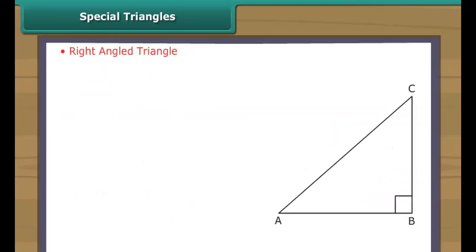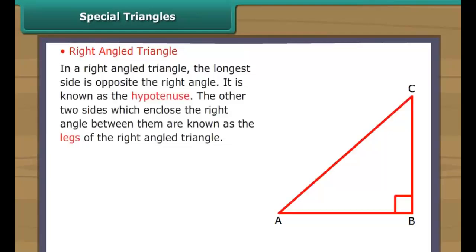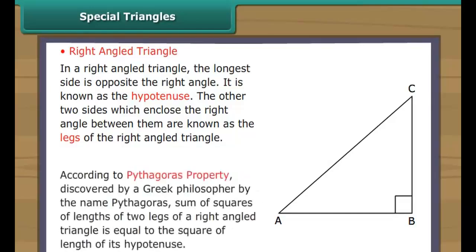Right-angled triangle. In a right-angled triangle, the longest side is opposite the right angle. It is known as the hypotenuse. The two sides which enclose the right angle between them are known as the legs of the right-angled triangle. According to Pythagoras' property, discovered by a Greek philosopher by the name Pythagoras, the sum of squares of lengths of two legs of a right-angled triangle is equal to the square of the length of its hypotenuse.